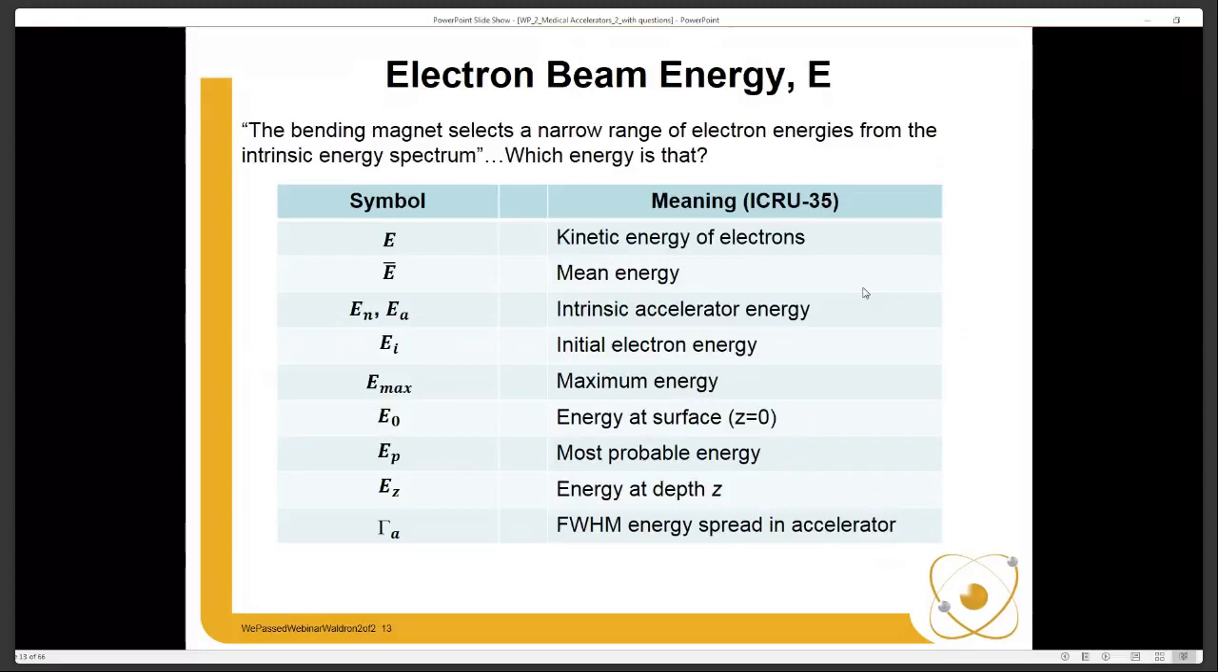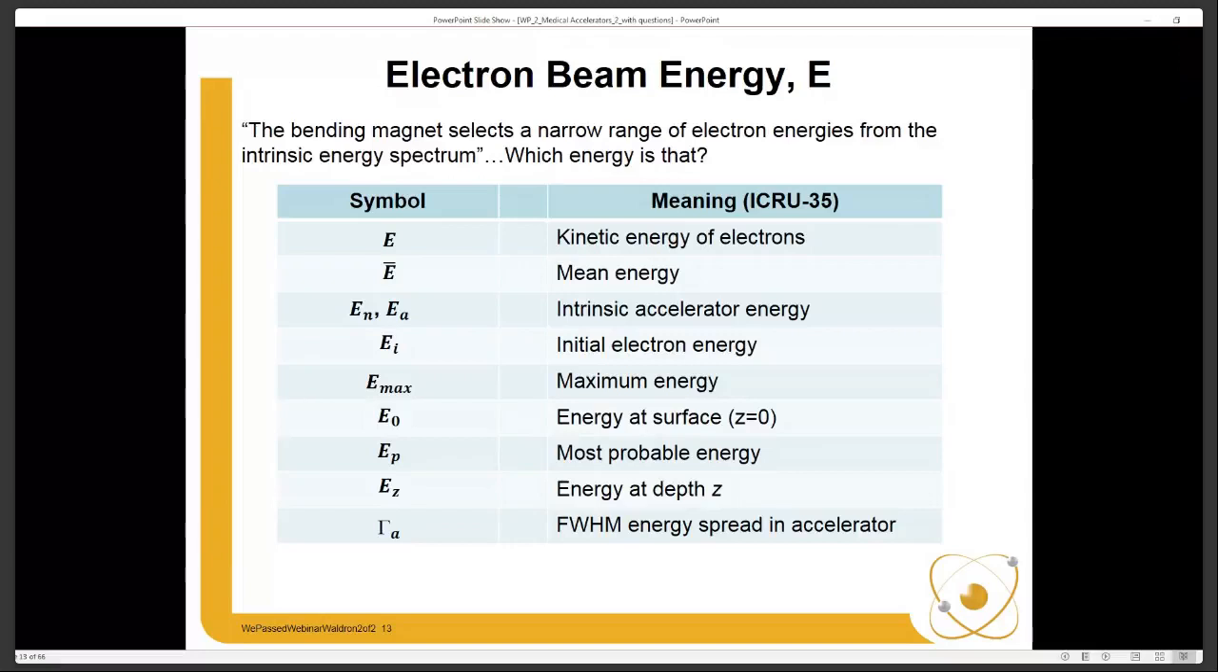So I've used the word electron beam energy repeatedly. And I've also said that the bending magnet selects a narrow range of electrons from the intrinsic energy spectrum. Well, what energy are we talking about? I mean, when we say energy, do we mean an energy? Do we mean a spectrum? The word energy can mean a lot of things.